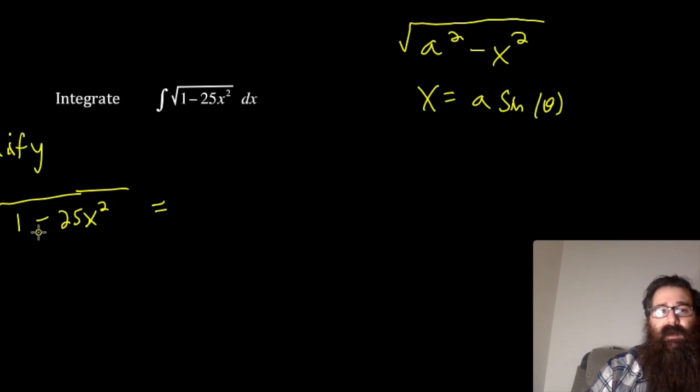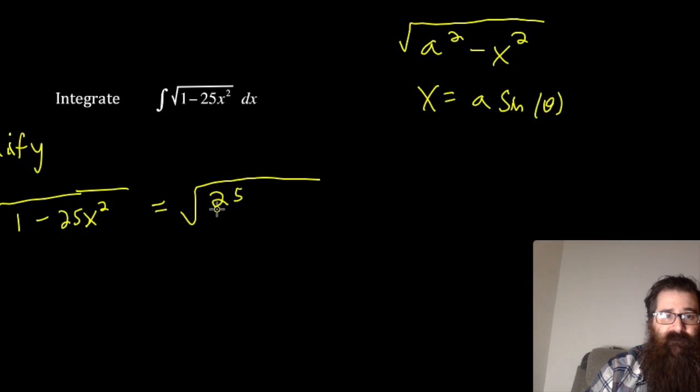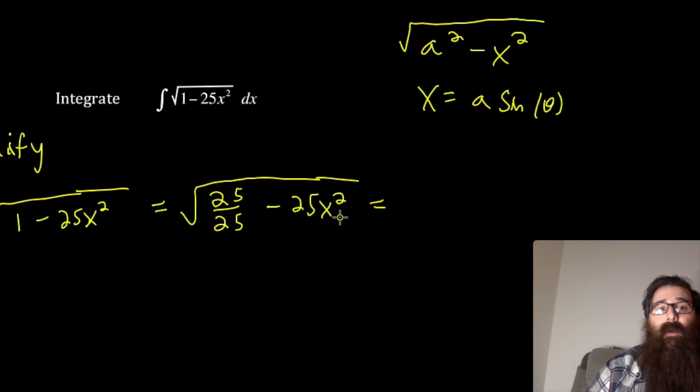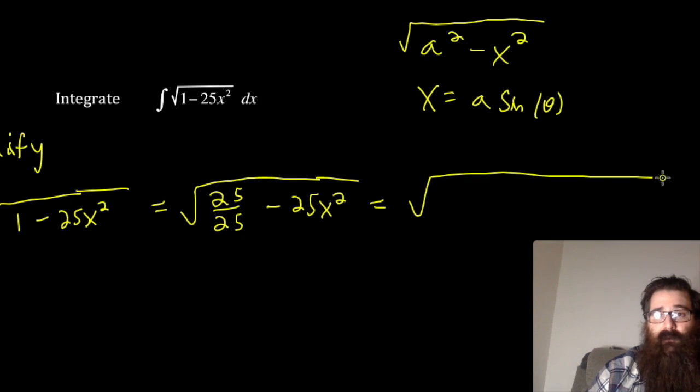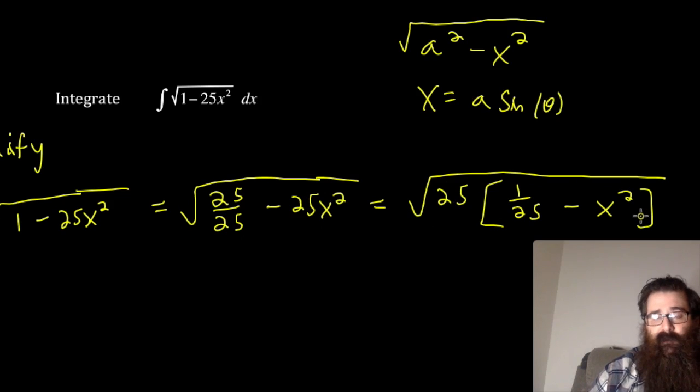In order to do that, I want to make sure that I'm factoring out of everything. I can't just factor selectively. So I'm going to have to rewrite 1 as 25 divided by 25, which is the number 1, just a new representation of it. Then minus 25x squared. And now I can factor a 25 out under the radical still, and I'm left with, in parentheses, 1 over 25 minus x squared. So it's starting to look better. And if I want to return back, I can always distribute back through under the radical.